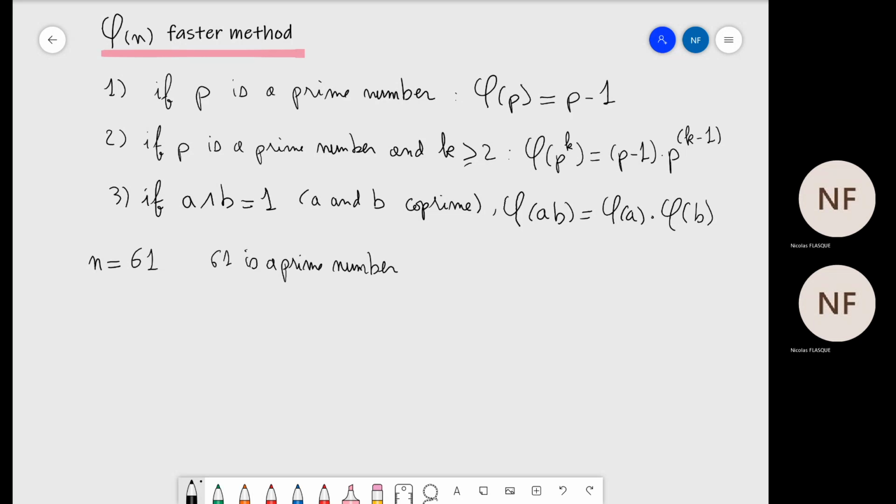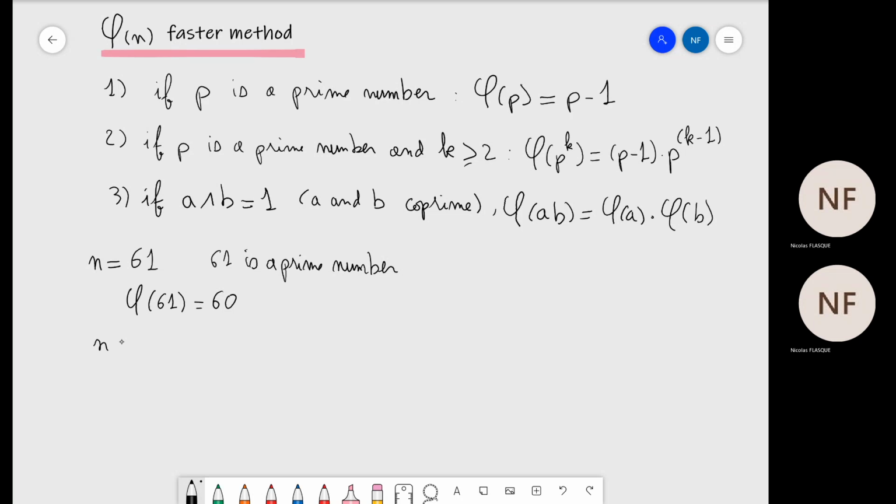Knowing the prime numbers between 0 and 100 might be a good idea. So statement number 1 directly applies. Then phi of 61 is 61 minus 1, which is equal to 60. So we have the value.